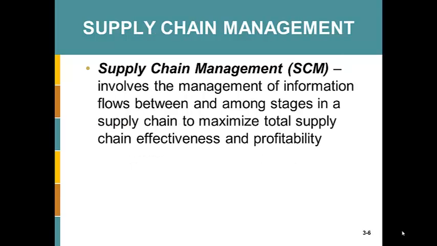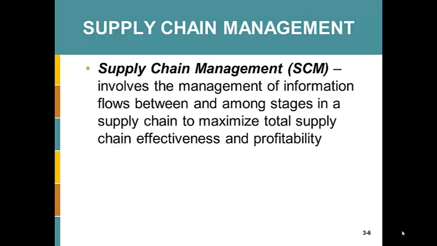Supply chain management. This involves the management of information flows between and among the stages in a supply chain to maximize total supply chain effectiveness and profitability. So what does this mean? This basically means that the supply chain for an organization is concerned with the products that they're putting to market from the origination point through the final sale.